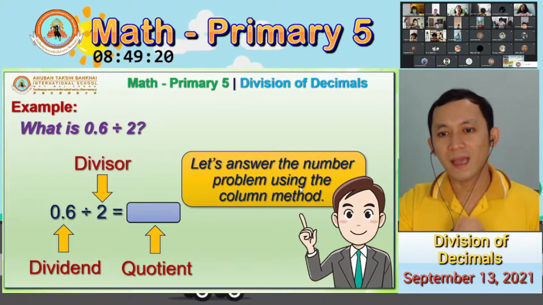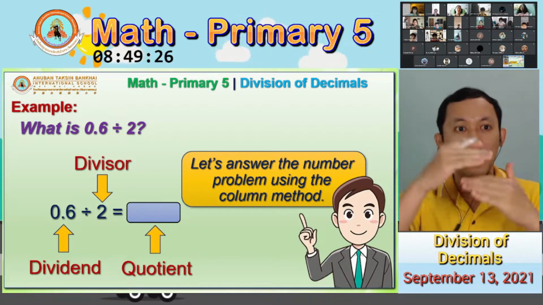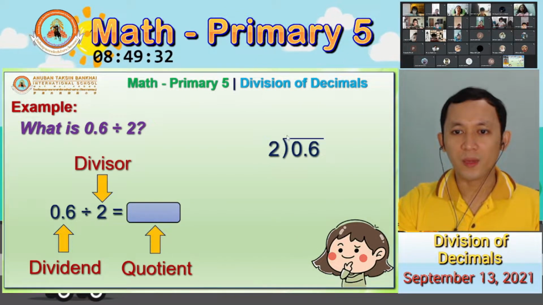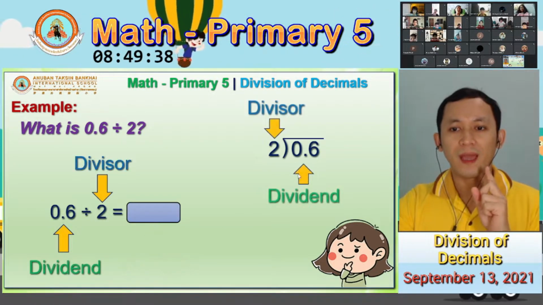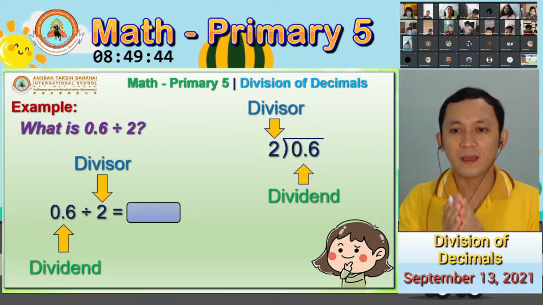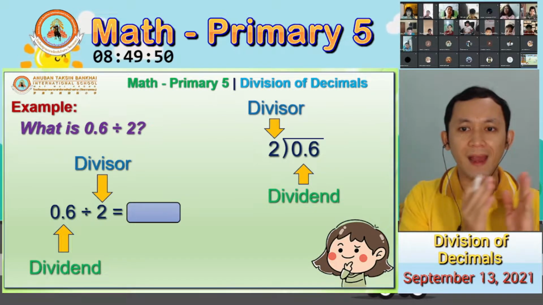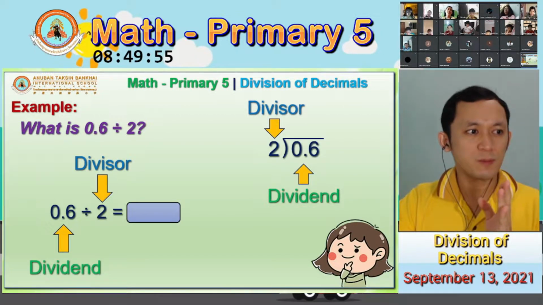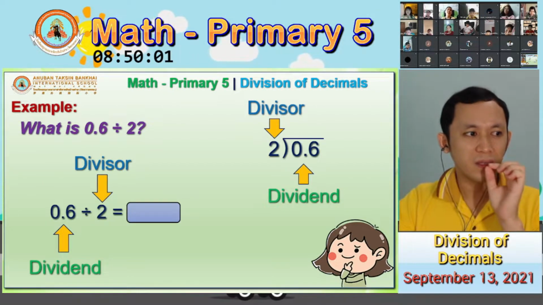Now, let us answer the problem using the column method. You know what's column method, right? The long division method. So now we have here 0.6 divided by 2. Take note that the number inside our division sign, that would be our dividend. And the number outside, that will be our divisor. Now, Teacher M will explain this further in Thai. Again, dividend inside, divisor outside.